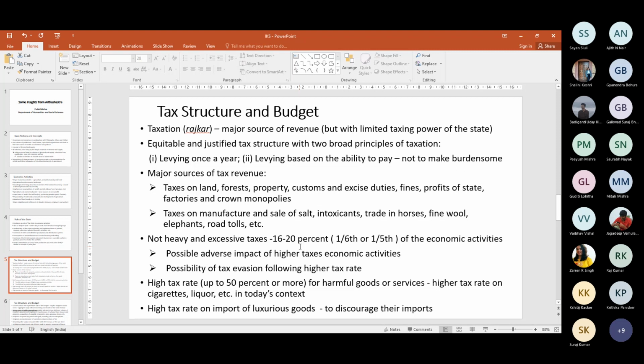The basic principle of taxation was that the tax structure should ensure that it is levied once in a year and based on the ability to pay, so that it doesn't become burdensome for the taxpayers. It was also important to ensure that the tax structure is equitable and justified.